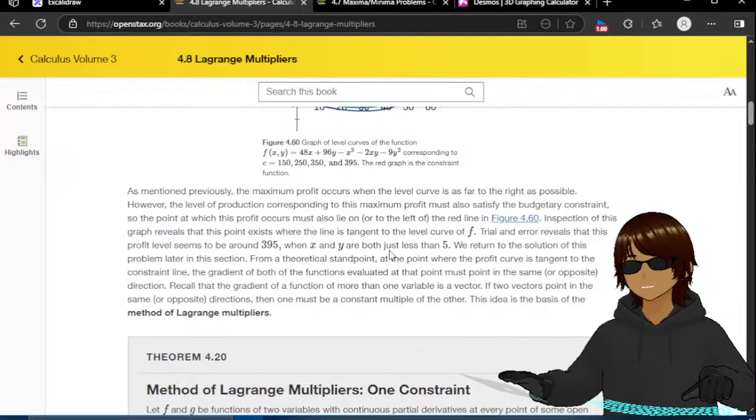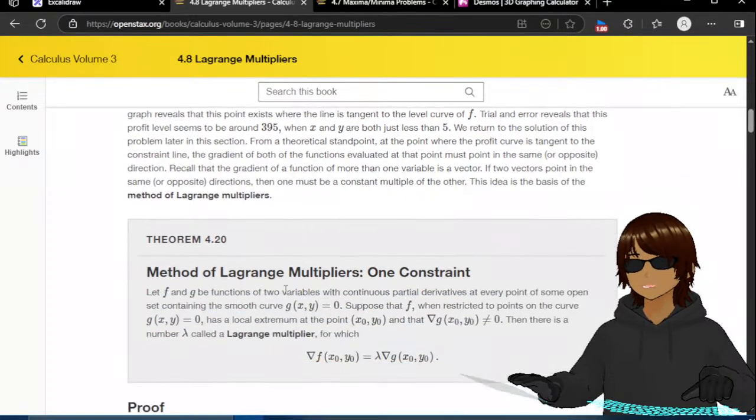When x and y are both just less than 5, we return to the solution of this problem later in this section. From a theoretical standpoint, at the point where the profit curve is tangent to the constraint line, the gradient of both of the functions evaluated at that point must point in the same direction. Recall that the gradient of a function of more than one variable is a vector. If two vectors point in the same or opposite direction, then one must be a constant multiple of the other. This idea is the basis of the method of Lagrange multipliers.